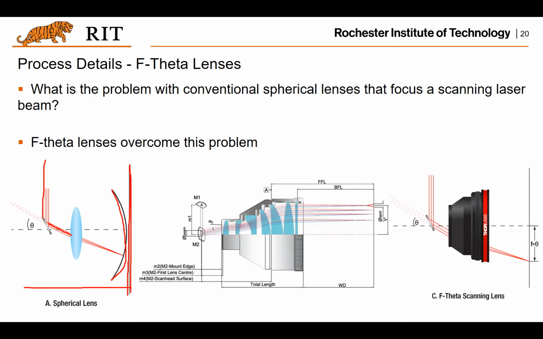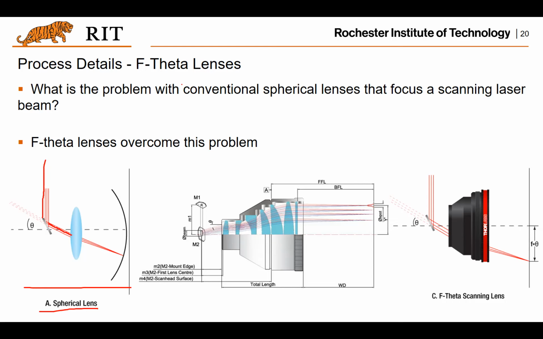So in that case, you will always have those blurred spots instead of a focused one, right? And that will essentially affect the accuracy of your printing. So that means a simple spherical lens will not do the job for these laser scanning based 3D printers.